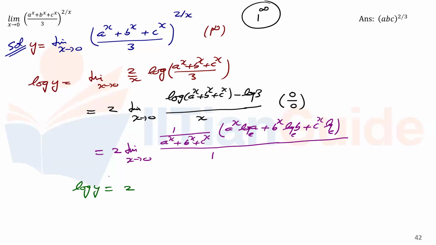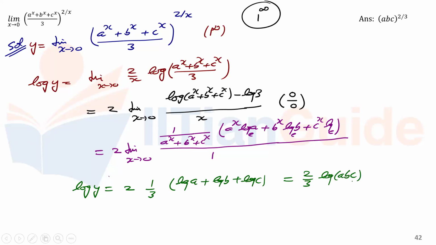If I put x to be 0, y to be 0, c to be 0, a to the power 0 is 1, b to the power 0 is 1, c to the power 0 is 1, basically 1 by 3. Inside the bracket, I will get a power 0, 1, that is log a plus log b plus log c. We can write it to be log abc. So I have got 2 by 3 log of abc.